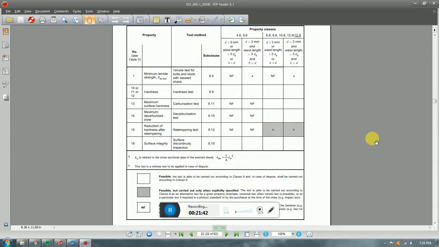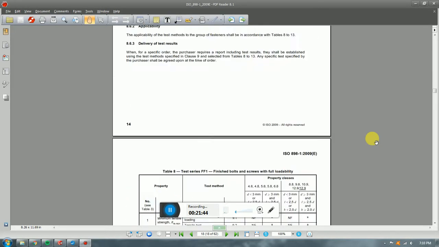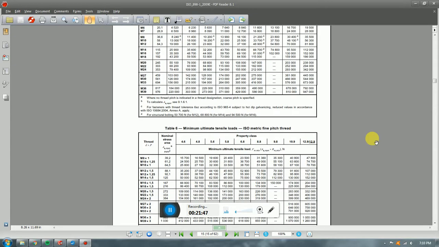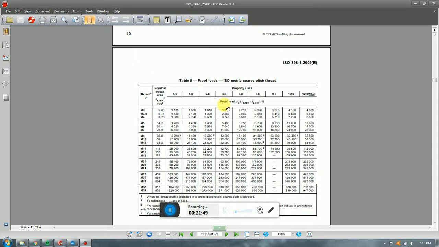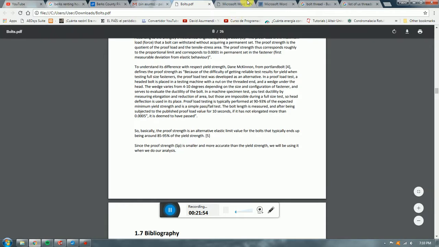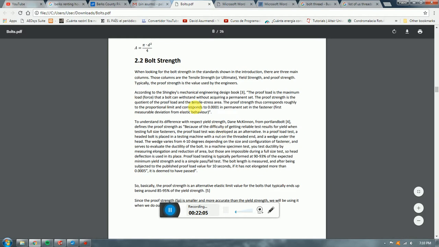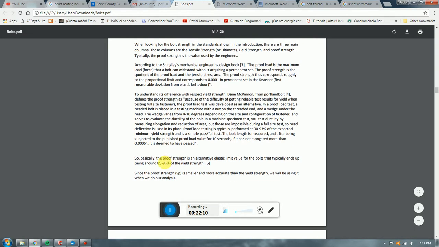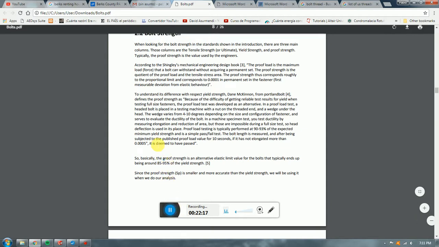But sometimes in some standards, or the manufacturer, is not going to give you the proof one. It's going to give you the yield. In that case, you just multiply by 0.85, which is going to be the most conservative of all the information from the studies that I found. The most conservative one, just to be sure for safety, is going to be the 85. So use 85% times the yield, and then you just get the proof.